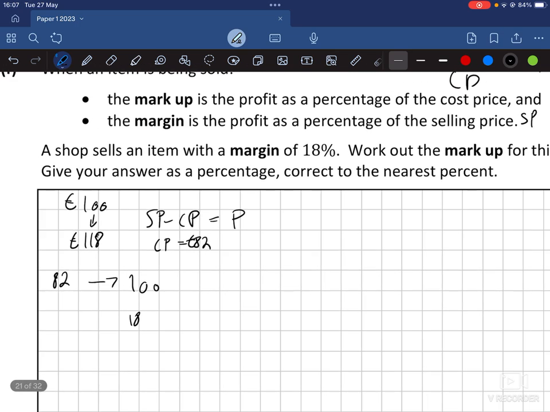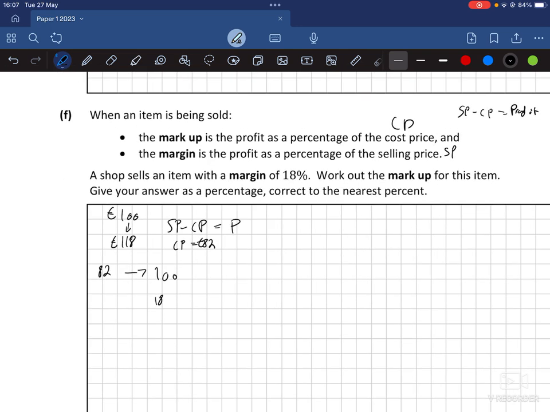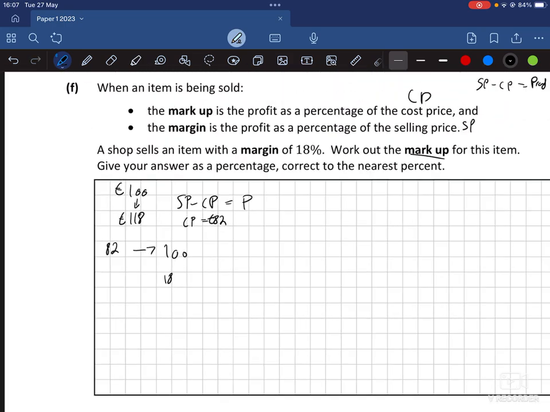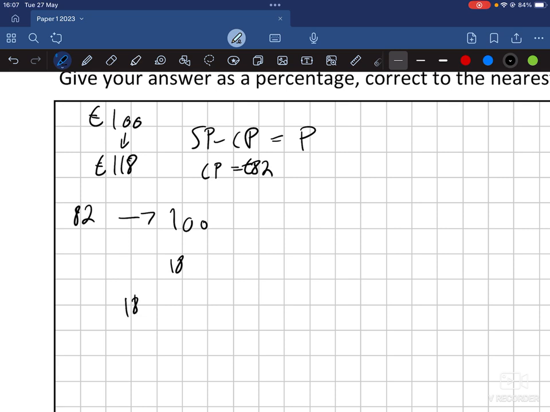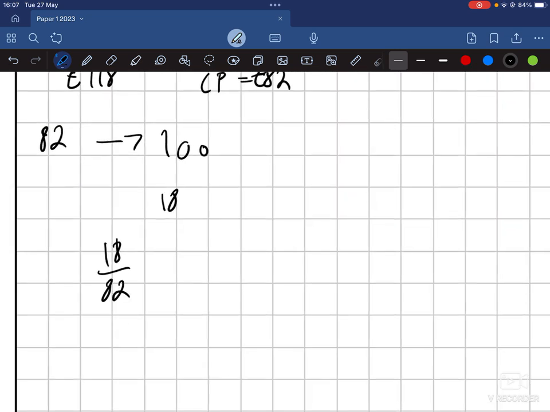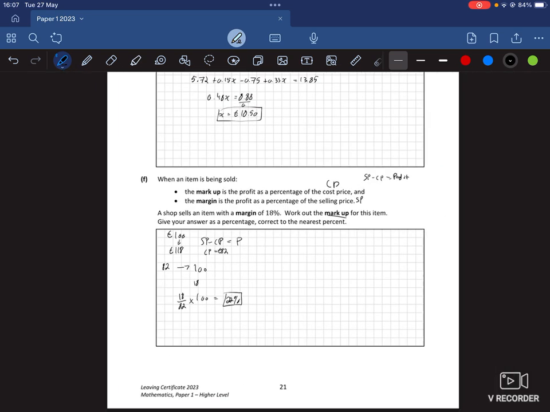Now what we're trying to do is find the margin. Oh no, sorry, we're trying to find the markup. So the markup is profit as a percentage of the cost price. So what was our profit? 18. What was our cost price? 82. As a percentage, multiply by 100. And that gives us 22%. Okay, that's how you do that one. Start complicating it there, that's all you have to do.